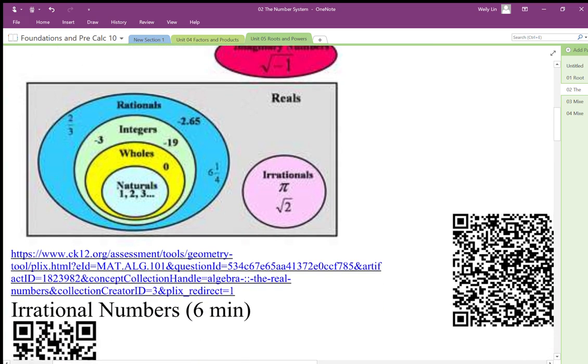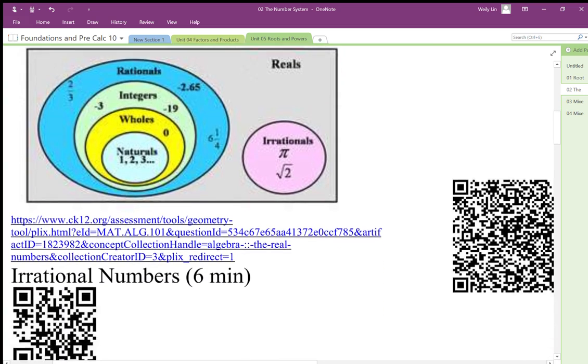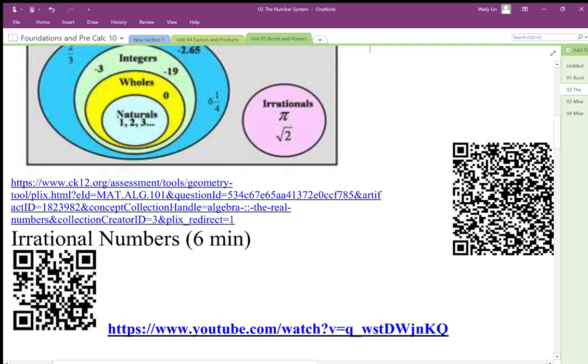So what I'd like you to do is work on that CK12 assessment, the geometry tools. This is looking at rational and irrational numbers, the number system. And also watch the video on irrational numbers, and then you can come back to these notes.